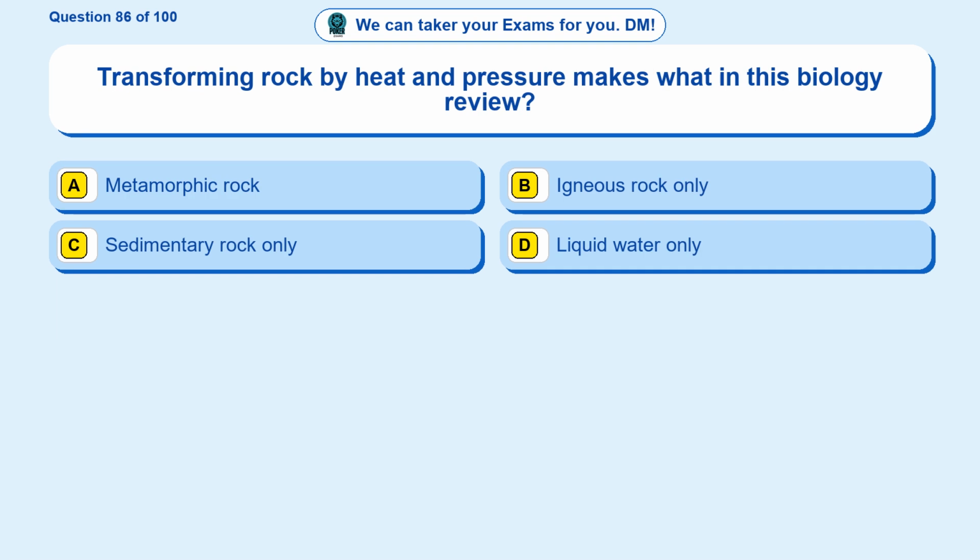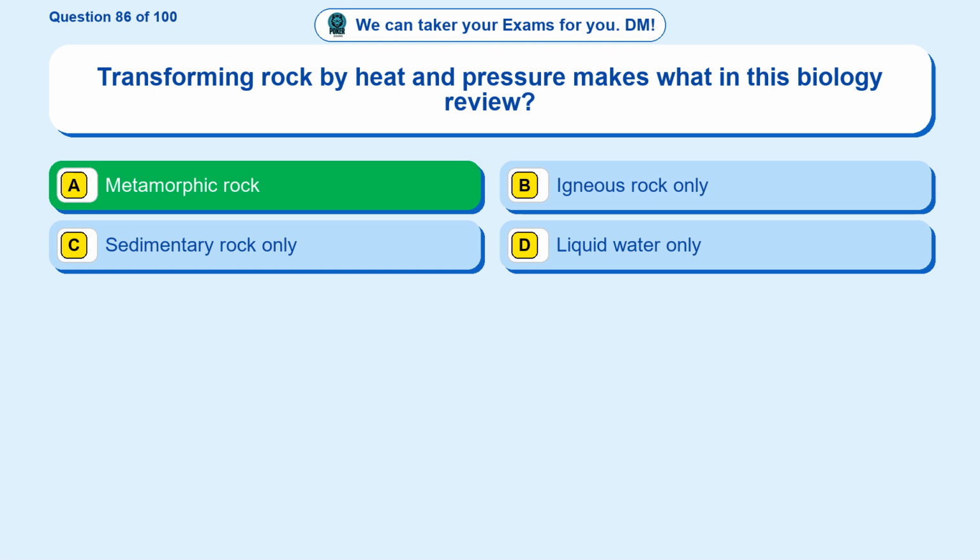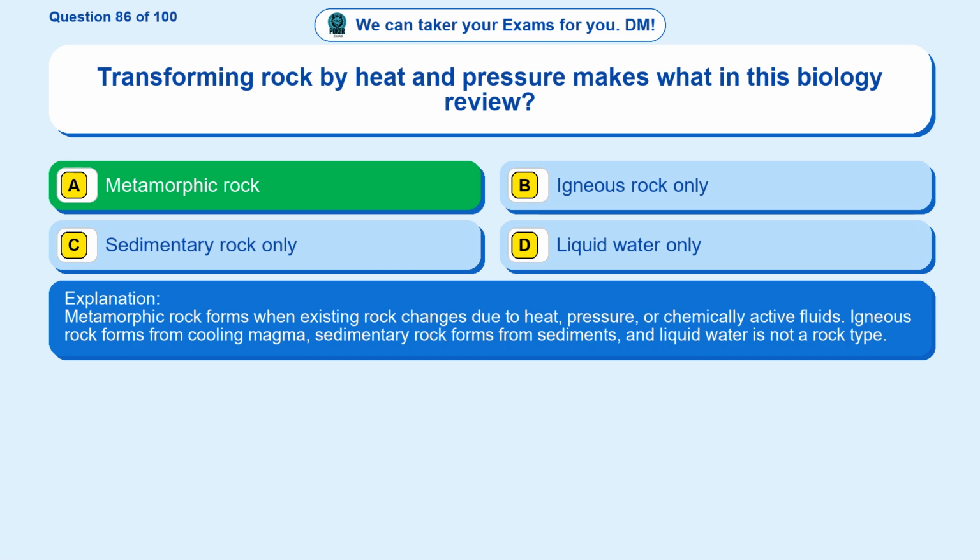Question 86. Transforming rock by heat and pressure makes what in this biology review? Option A, metamorphic rock. Option B, igneous rock only. Option C, sedimentary rock only. Option D, liquid water only. The correct answer is option A, metamorphic rock. Metamorphic rock forms when existing rock changes due to heat, pressure, or chemically active fluids. Igneous rock forms from cooling magma, sedimentary rock forms from sediments, and liquid water is not a rock type.